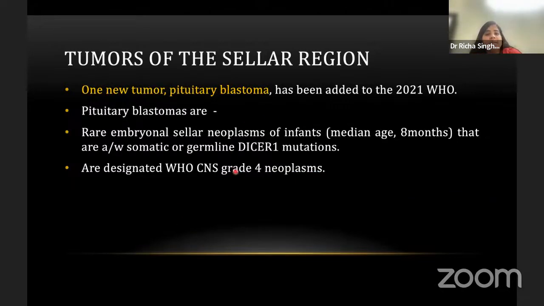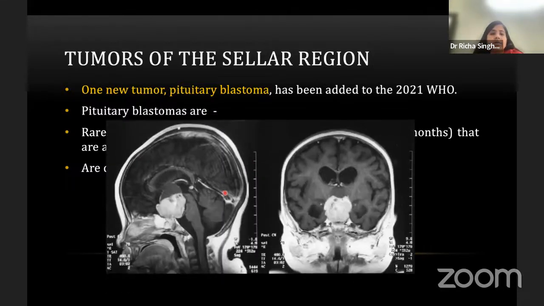Now, this blastoma is a rare embryonal cellular neoplasm of infants, and it's a WHO grade 4 tumor, like that of other blastomas in the neuraxis. So this is an example of a post-contrast sagittal and coronal image of this tumor. The intensely enhancing tumor, the sellar and the suprasellar component. There is a cystic component as well in this tumor. The tumor is well defined. In these images, we are not able to see any kind of dissemination. But since it's a grade 4 tumor, it is highly notorious for showing dissemination, like that of other embryonal tumors.